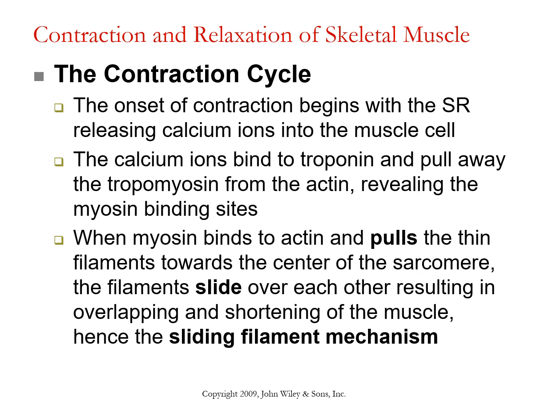This means that the thick and thin filaments slide over each other, and the thin filaments increase their overlap with the thick filaments as they're pulled towards the center of the sarcomere. With a strong contraction, the thin filaments from either side of the sarcomere can even overlap. This results in shortening of the muscle and is responsible for our understanding of how muscles generate force and contract. This is now called the sliding filament mechanism.